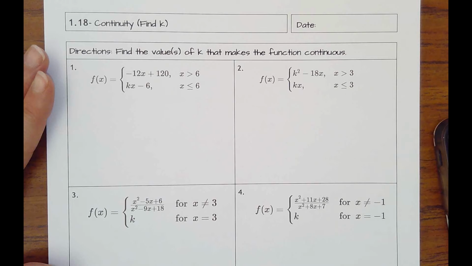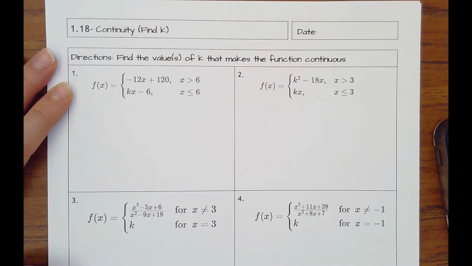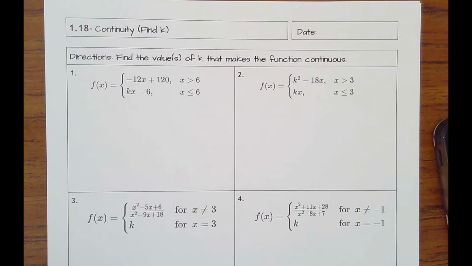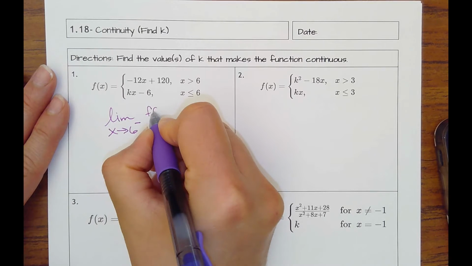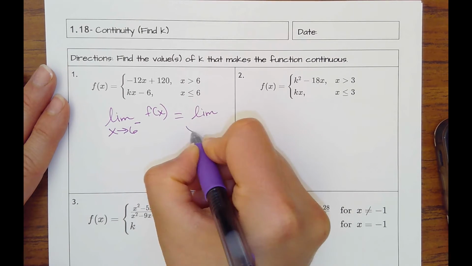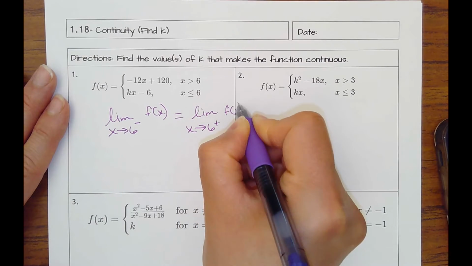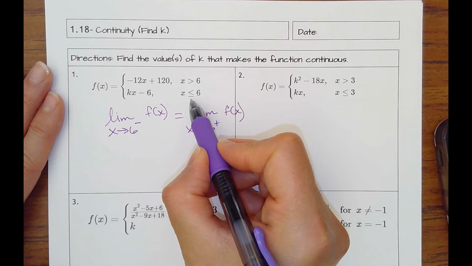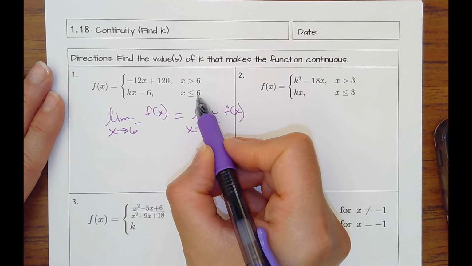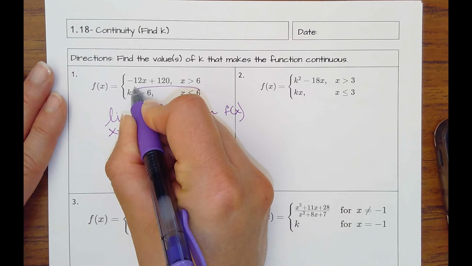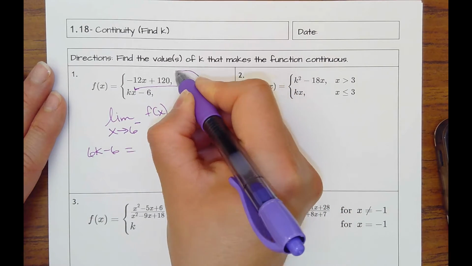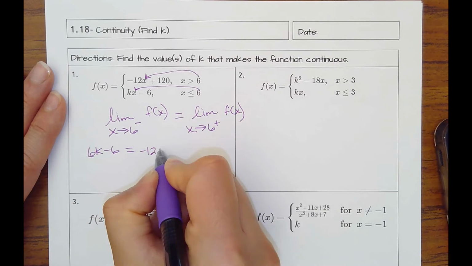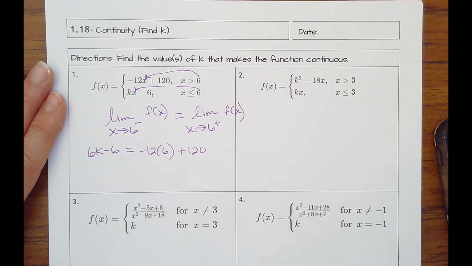So when we're trying to think, how do I get the pieces of a piecewise function to be continuous? Well, we want the limits from the left and the right to match. And when we were doing limits, we were plugging them in. So we want the limit as x approaches 6 from the left of f of x to equal the limit as x approaches 6 from the right of f of x. My left-handed one would be this one right here, where x is less than or equal to 6. I'm going to plug 6 in for x, so it would be 6k minus 6. And then I'm going to set it equal to the right-handed limit, which I can find by plugging 6 into this one: negative 12 times 6 plus 120.